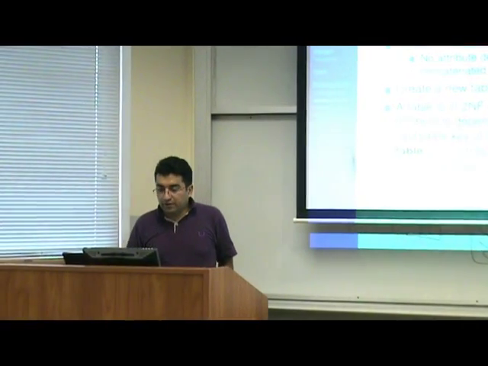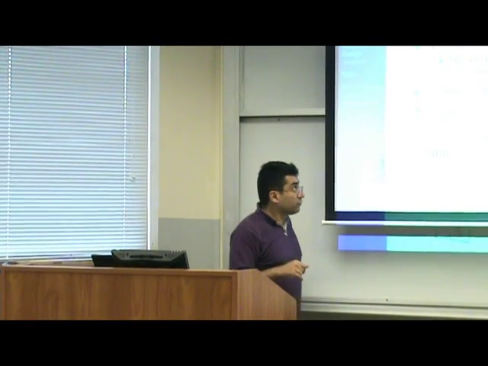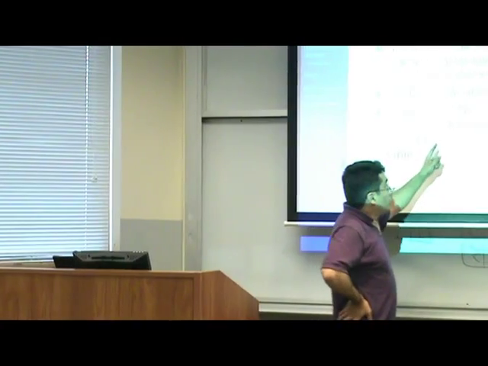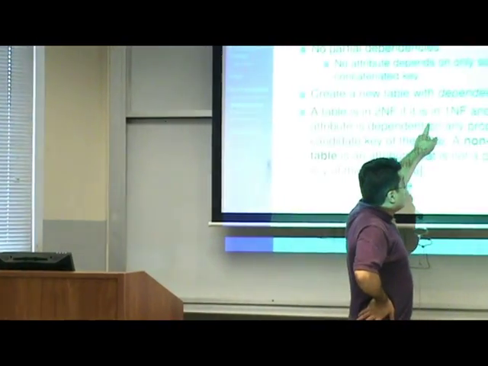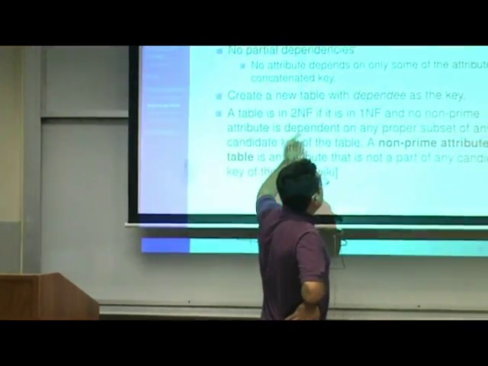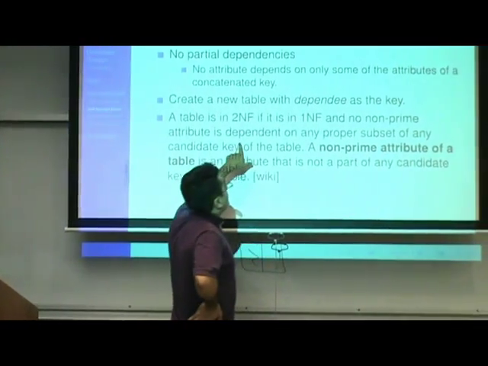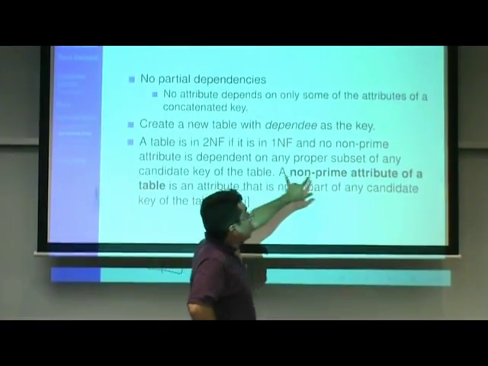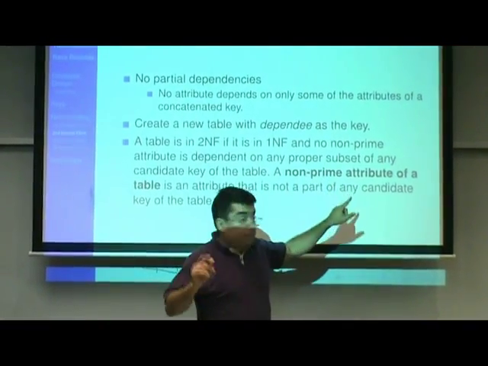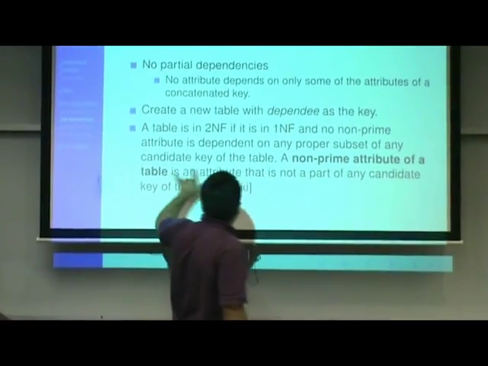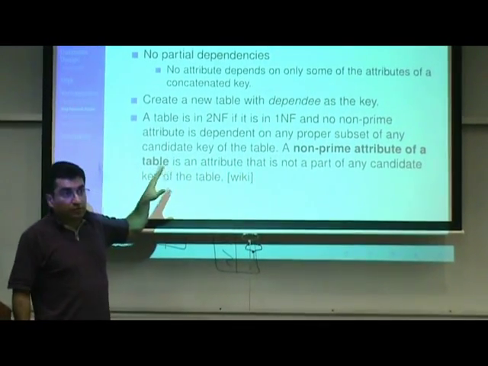So the definition of the second normal form: a table is in second normal form if it is in first normal form and no non-prime attribute is dependent on any proper subset of any candidate key of the table.